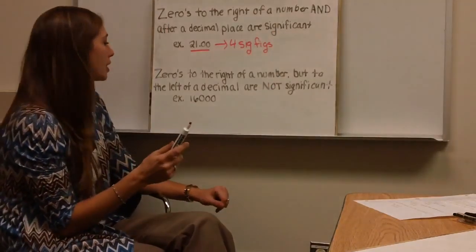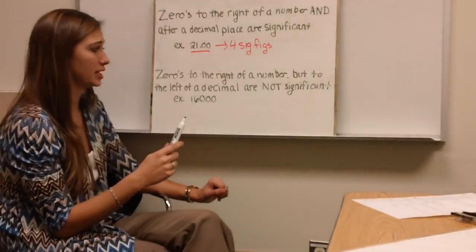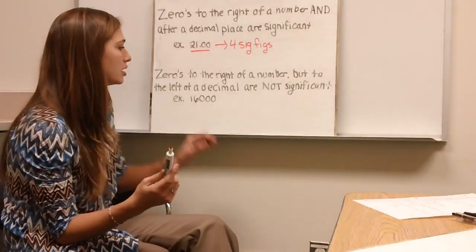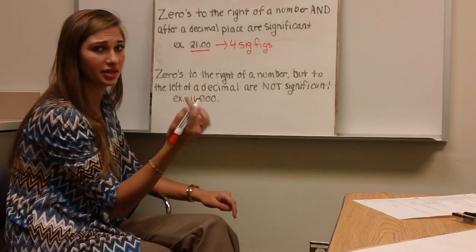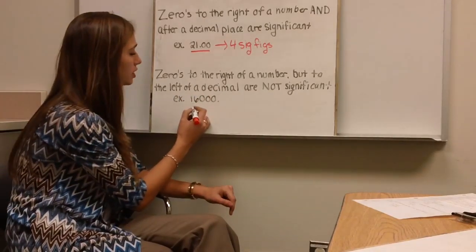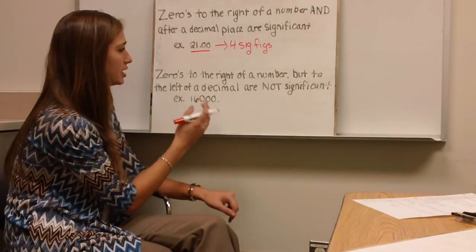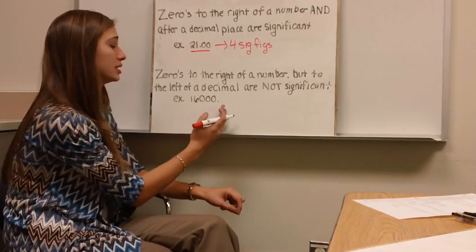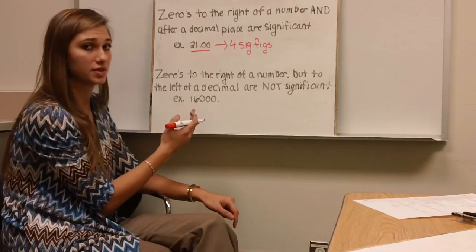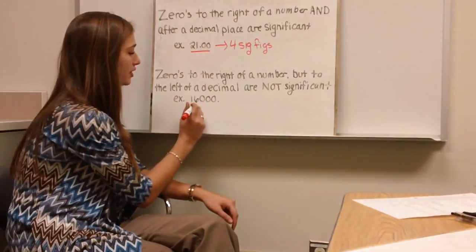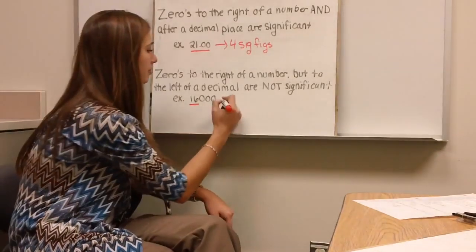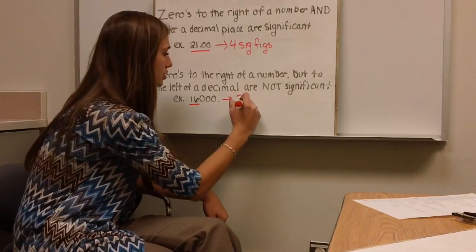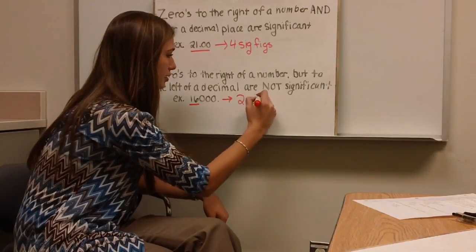Zeros to the right of a number, but to the left of a decimal place, are not significant. So we could pretend that there was a decimal place here, just as if it were at the end of a number. So here, it says that to the right of a number, but to the left of a decimal place, which is how these zeros are, they're not significant. So only our non-zero numbers would be significant, making this 2 sig figs.